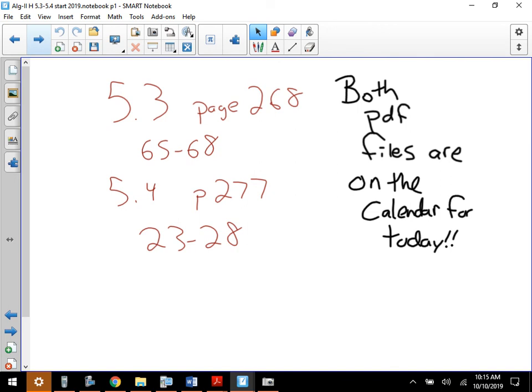PDFs are up. Those are the sets. I think I got 4 in each one of them, 4 and 5, so maybe a total of 9. Not a big deal. Remember, square root of negative 1 is always i.